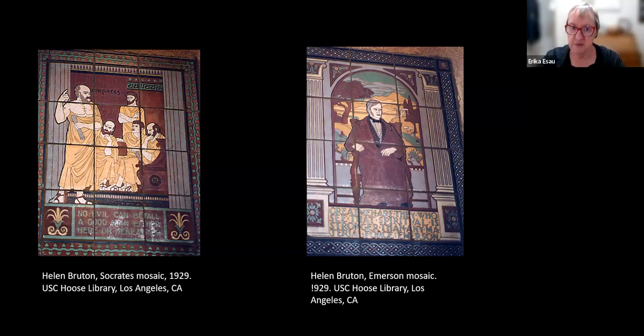These were only supposed to be plaques in honor of the ancient scholars, but she insisted that they include Emerson among the ancients. So the figure of Emerson is there because of Helen. They are still there.